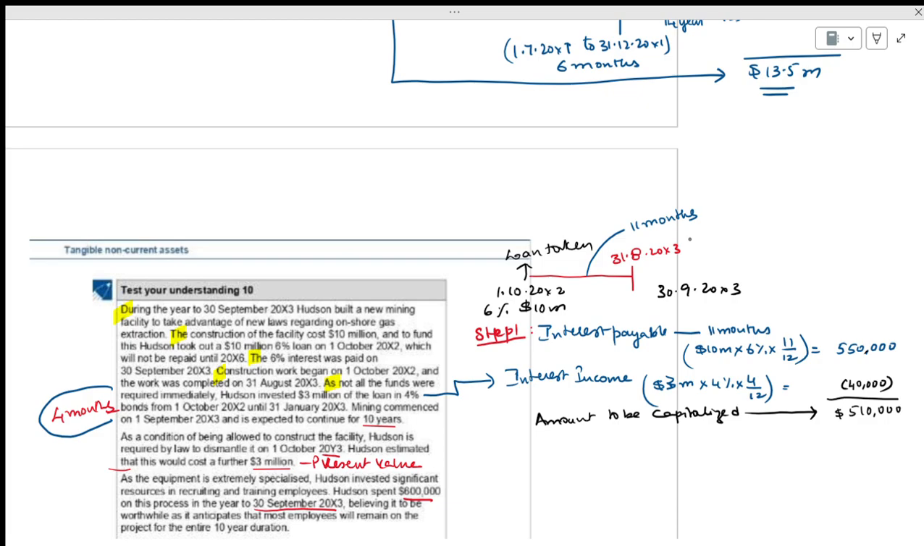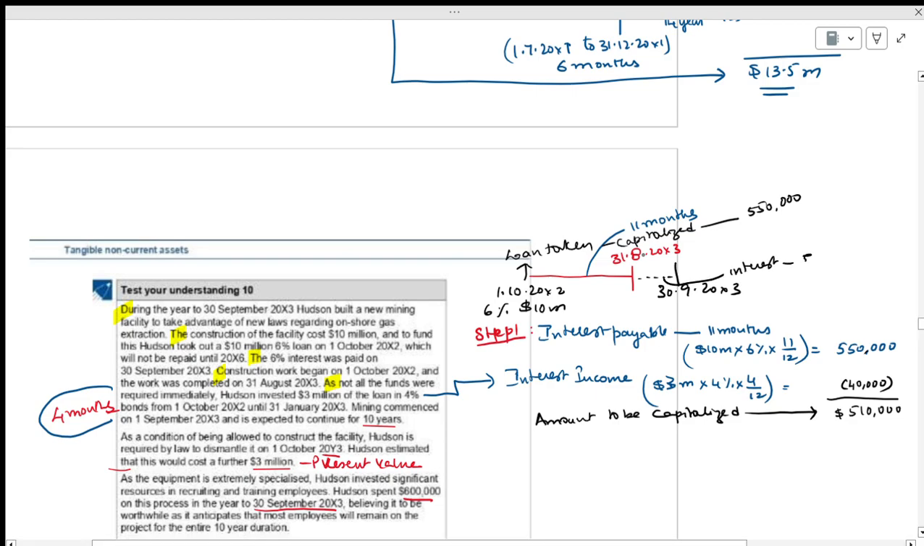Now, see the things. Actually, it is for 12 months. If you take that into consideration, how do we have to write? This amount has to be capitalized: 550,000. Plus, there is again 1 month. It has been completed on 31st August. They are paying some interest here again.